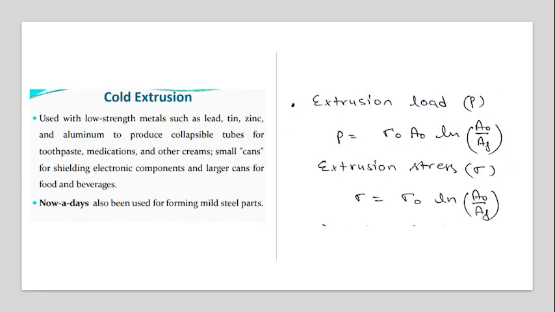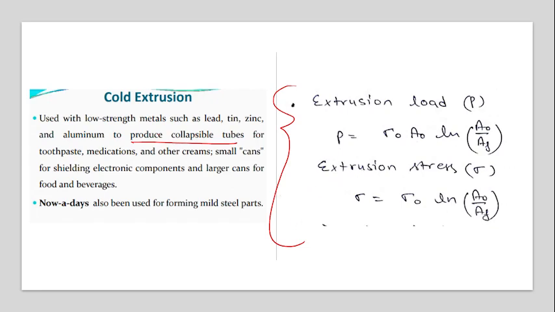Then this is cold extrusion. The metals which have low strength, lead, tin, zinc, and aluminium, we mostly use cold extrusion for them. One important thing that you should know is that collapsible tubes used for toothpaste, creams, or small cans which are shields of electronic components are made by cold extrusion. So these are the formulas for extrusion load and extrusion stress that you should know.